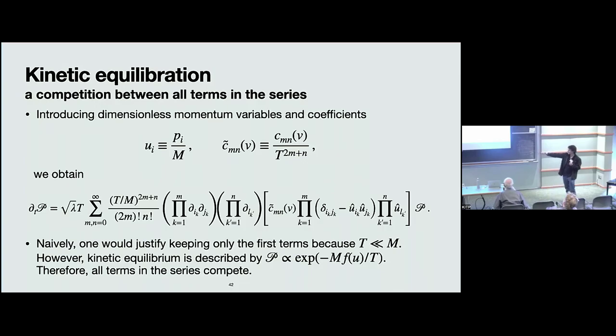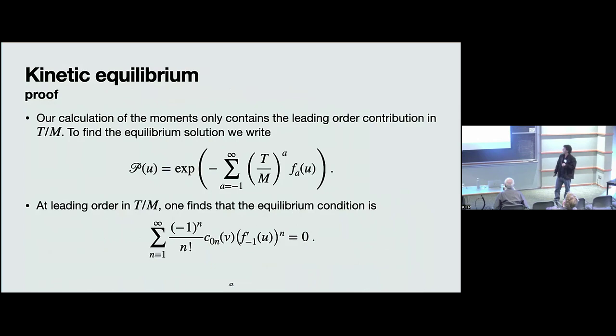However, the equilibrium solution you're after has the opposite hierarchy. You have an exponential of minus M over T, which means that for every derivative you take of this distribution, you're going to get a factor of M over T, which is going to end up canceling all of these. So it's an all-to-all competition that you have to deal with. Well, that's the problem we're stuck with, so let's get through it.